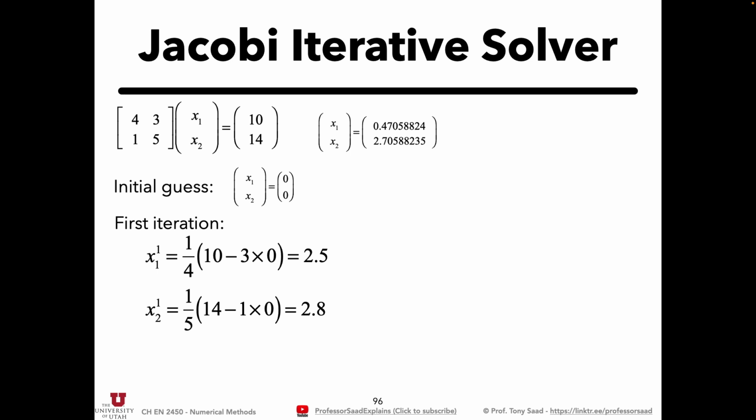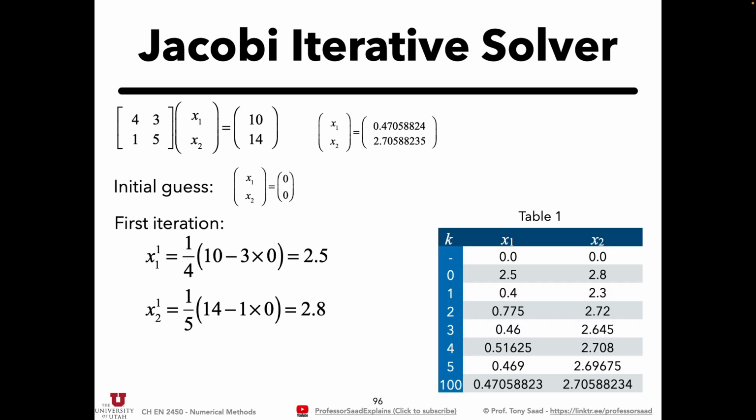And you repeat until you can no longer improve. So if you do this over and over again, counting the number of iterations, k equals 0 is the first iterate, then the second iterate, and so on. After k equals 100, you get to the exact answer, almost. You just keep repeating and repeating. And see how it converges.